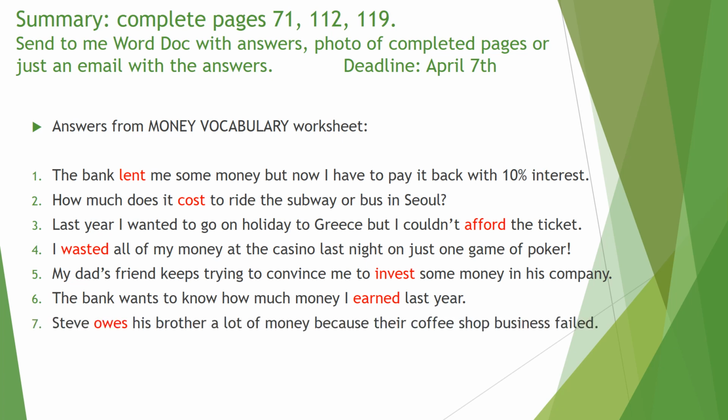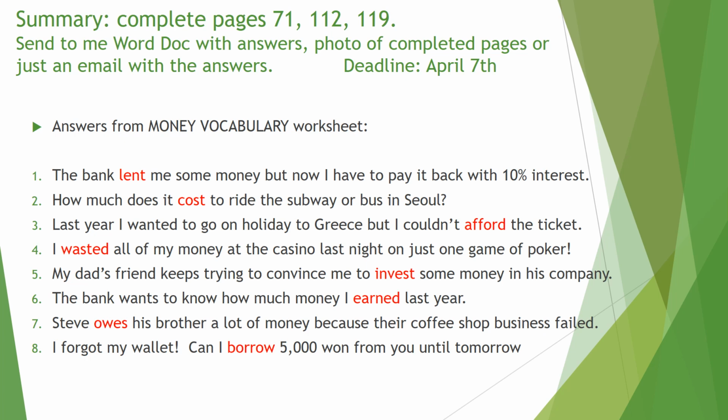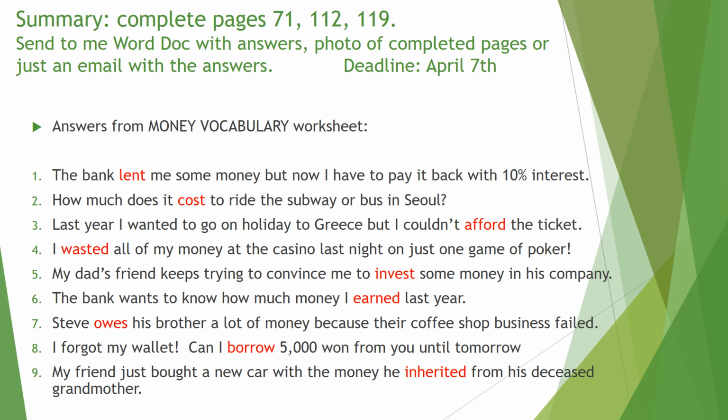Past tense. Number 7, Steve owes his brother a lot of money because their coffee shop business failed. Right, you owe me, but third person, Steve owes his brother. I forgot my wallet. Can I borrow 5,000 won from you until tomorrow? And number 9, my friend just bought a new car with the money he inherited from his deceased grandmother. So this is also past tense, inherited. Deceased means passed away, to die, deceased.